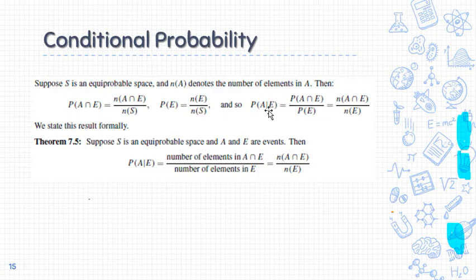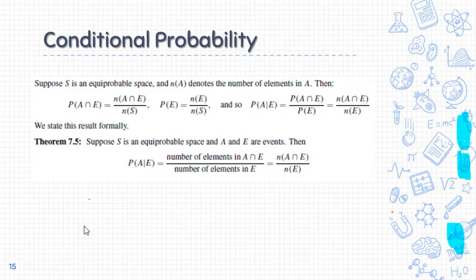So basically, kung atong i-substitute sa formula kaganina para makuha ang conditional probability ni A given E, it is simply just the number of elements of A intersection E divided by the number of elements of the event E. So, ana ra siya. Now, here in Theorem 7.5, makita na, explained diri, right, just the number of elements of A intersection E divided by the number of elements of E.